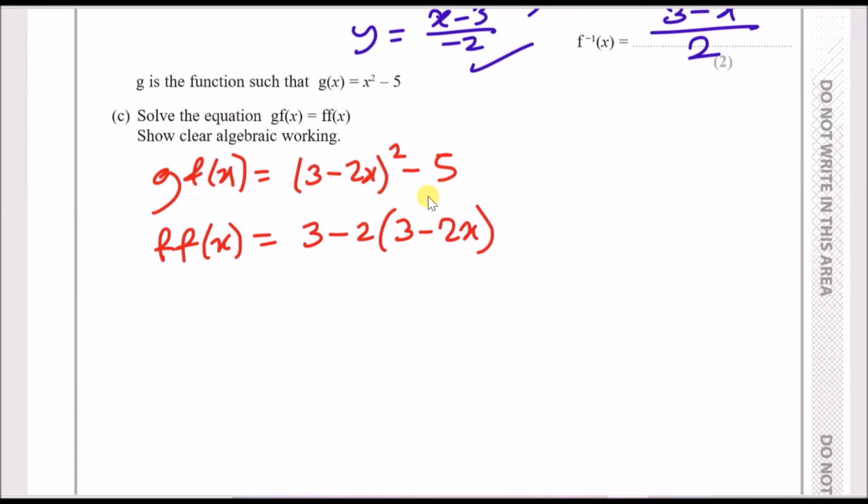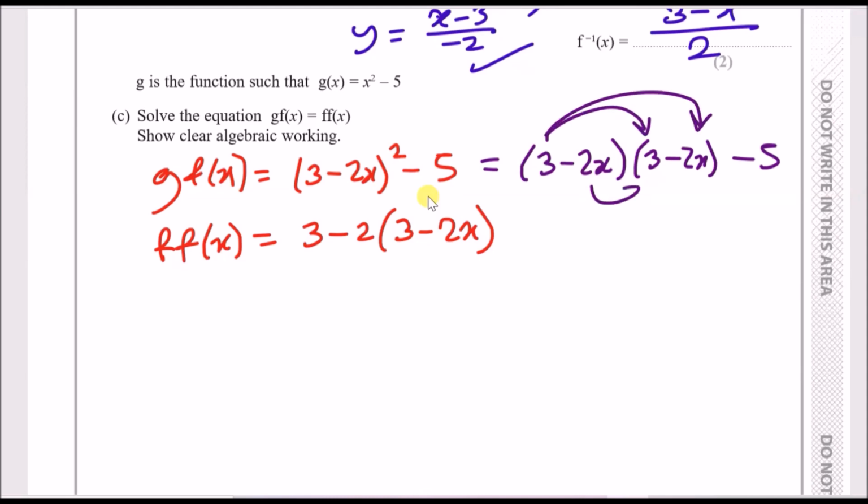Now apparently both of them are equal, so we make them equate to each other. But before I equate them, let's simplify the expressions. The top half is a double bracket, so this is essentially 3 minus 2x times 3 minus 2x, then take away 5. Evaluating this isn't too bad. We do 3 times 3, 3 times minus 2x, minus 2x times 3, and minus 2x times minus 2x, and then take away 5.